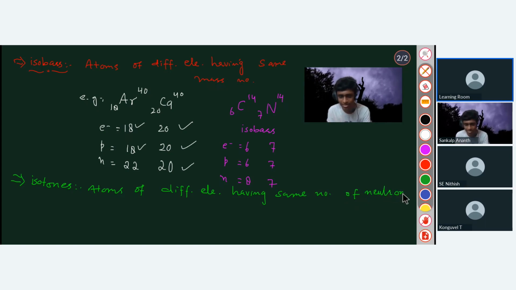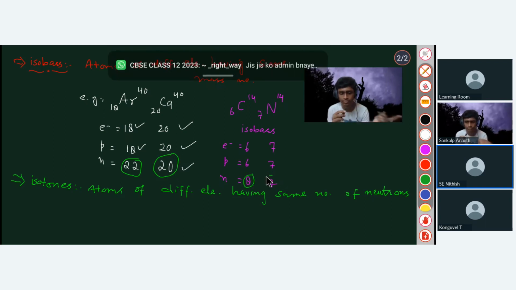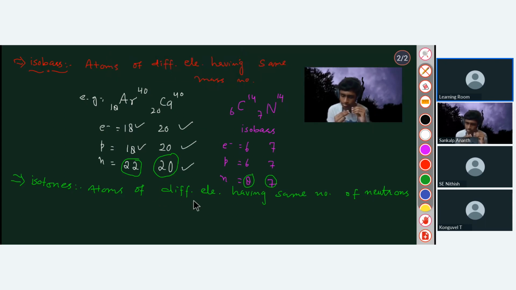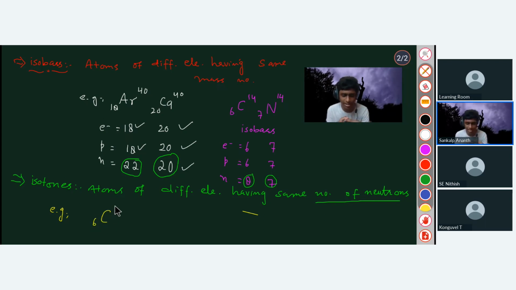We observed that in case of isotopes and isobars, the number of neutrons were different. You can check it here, it is 22 and here it is 20. Here the atomic number will not be the same, it will be different because they are atoms of different elements. They have the same number of neutrons. This is very important.